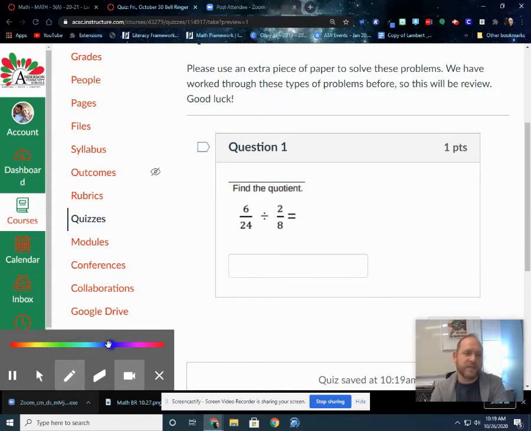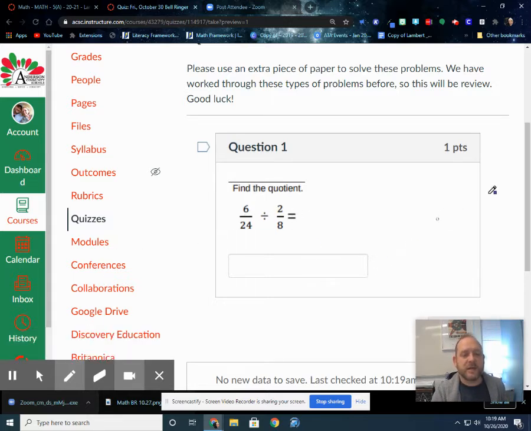So for our first question, it says find the quotient. That means we're going to be dividing. We have 6/24 divided by 2/8. Again, 6/24 divided by 2/8. Go ahead and type your answer in on the side, and we'll check it here in just a second.